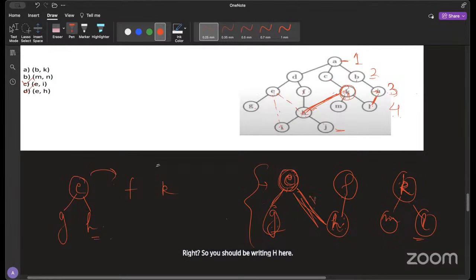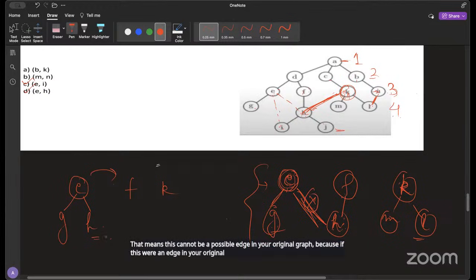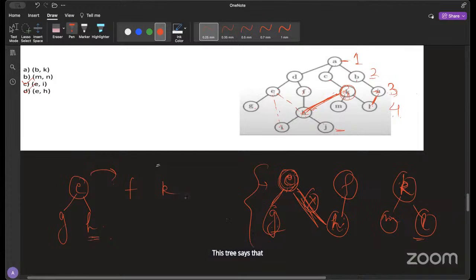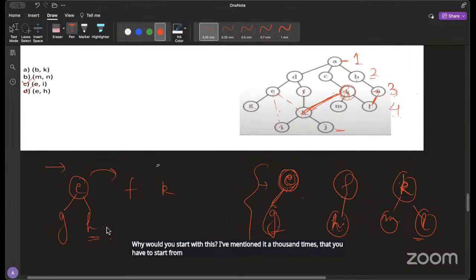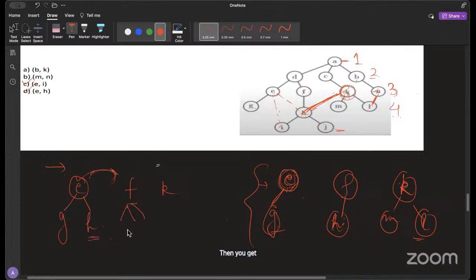That means this cannot be a possible edge in your original graph, because if this were an edge in your original graph, then you would write H here. But your tree says that your H is here under F. Right? Ma'am, but if we start discovering from F, then we can say that, no? Why would you start with F if I've mentioned it 1,000 times that you have to start from the left side? Whatever you write first, you start with that only, and then you get done with that vertex first, and then you move on to the next one. Then you get done with this vertex, then you move on to the next one. Yeah, ma'am. We have to start always from the left.